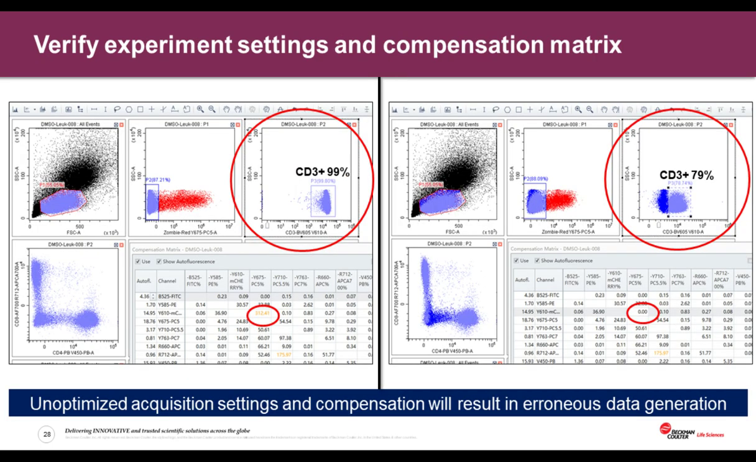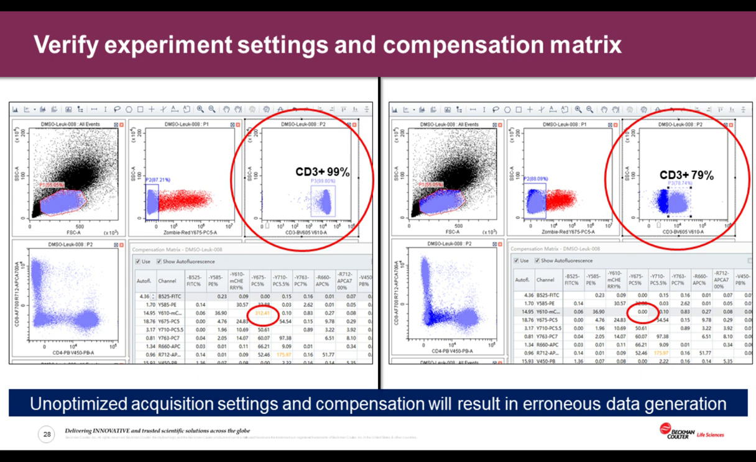Now, it isn't enough to just optimize and standardize your settings. It is critical that you verify that these settings are actually accurate, and not just the settings, but the compensation matrix. So what I'm going to show you here is a simple subset panel that was done on PBMCs. What you're looking at here is the live dead discriminator in the zombie red channel and CD3, and then gating on CD8 and CD4. In the first sample, 99% of your actual PBMCs are CD3 positive. This comes as a bit of an alarm because most of you will understand that 99% is a bit high.